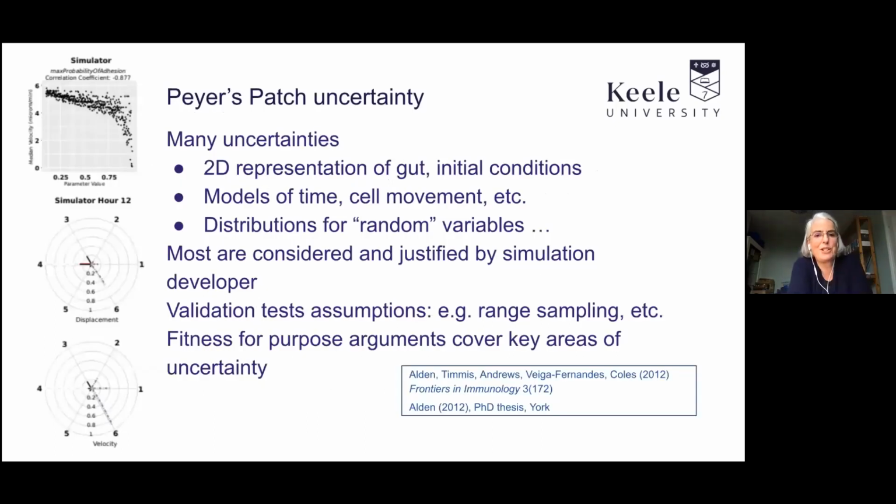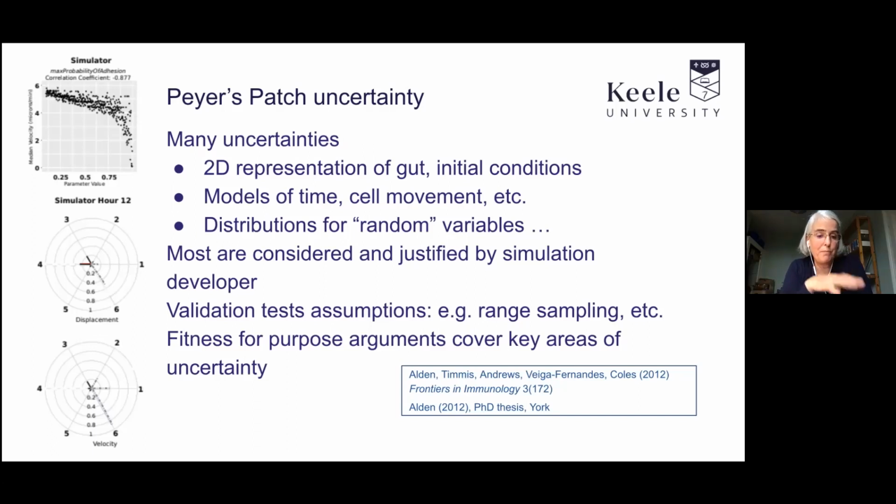Just to get back to reality a bit, when Kieran Alden was talking about Peyer's patch uncertainty, some of the things that he actually covered were the fact that we're using a 2D representation. And the justification for that goes something like, we checked this with the domain experts and they couldn't see any reason why it didn't work. Clearly, if we had 10 years and lots of money, we would have tested that. We're very aware that different representations lead to different behaviours of these systems. Initial conditions. Kieran made assumptions about the relative proportions of cells at different times. So he had cells flowing into the simulation at a quasi-realistic rate, but again, based on uncertain measurement of real conditions. We had to have a model of time.